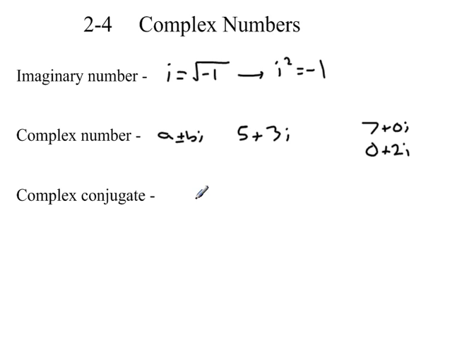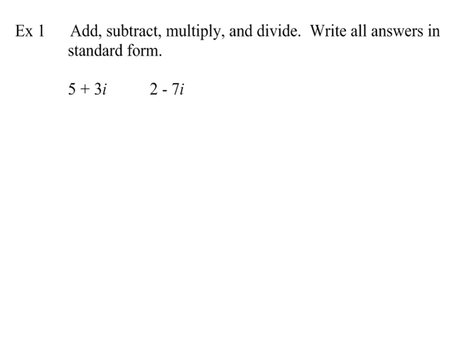Now, a complex conjugate is, you take that complex number and write it with the opposite sign in front of the imaginary part. So 5 plus 3i and 5 minus 3i are complex conjugates. Okay, now that we've got that out of the way, let's jump into examples. So we've got these two complex numbers. We need to add them, subtract them, multiply, and divide.